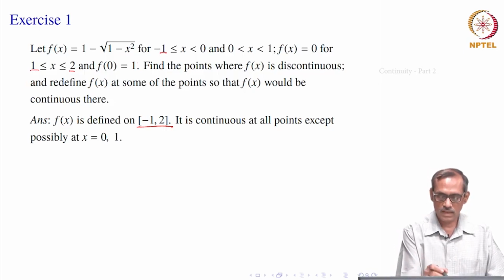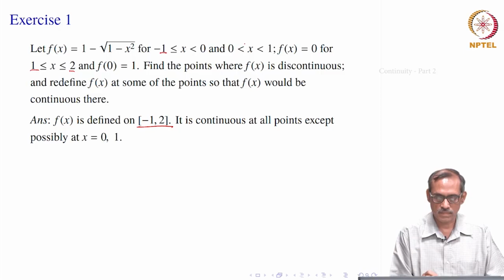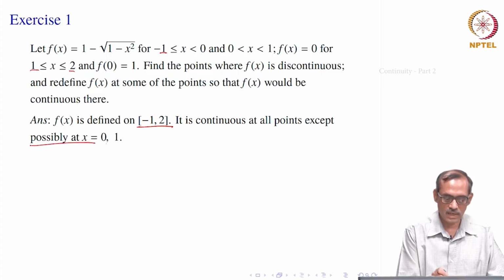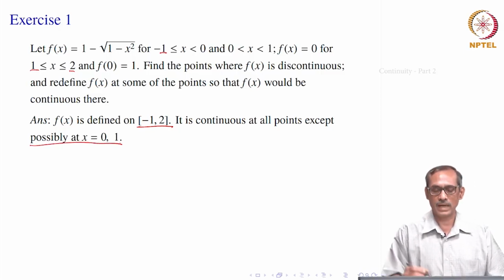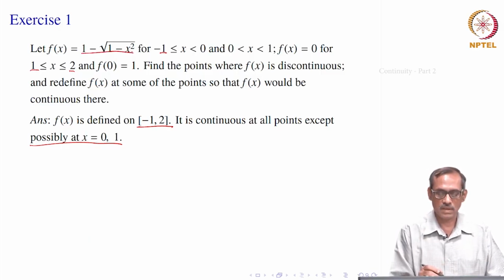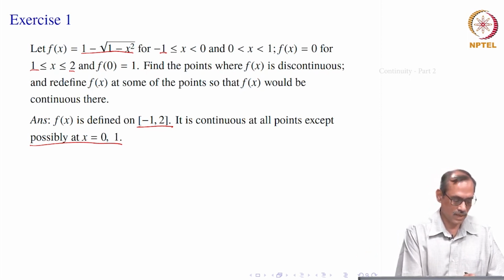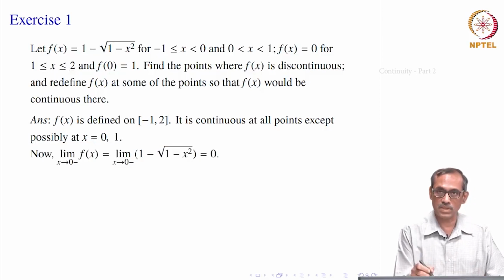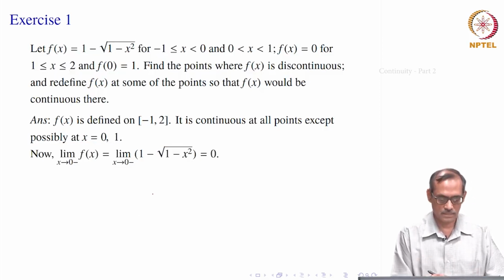Then it is defined from minus 1 to 0 and 0. So, at 0 there is a possibility of discontinuity, otherwise it is continuous. So, the only possibilities are 0 and 1. At the end points, of course, we can see that this function is continuous, because the one side limit exists. So, only 0 and 1 are possibilities, but we have to discuss whether they are or not. It is just guesswork now.